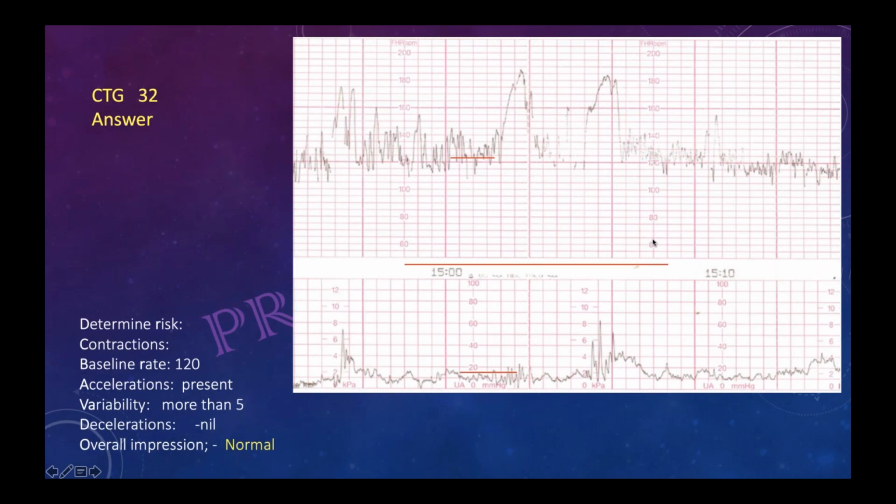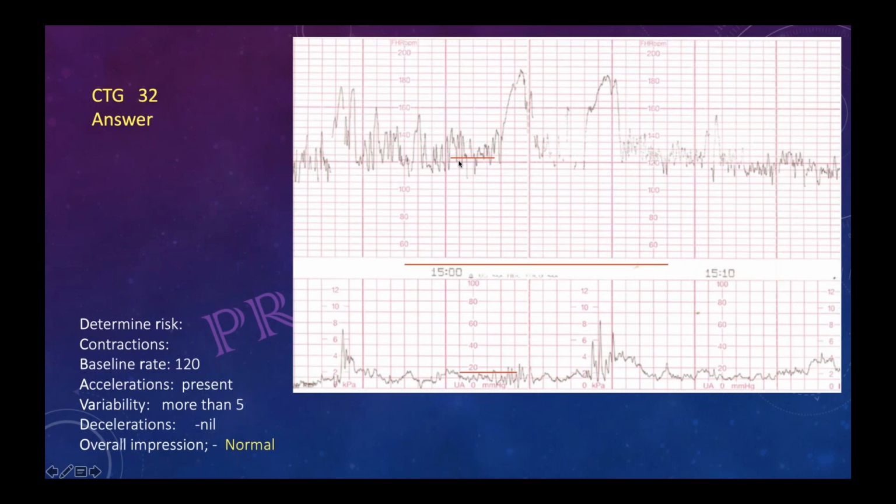How? It is from 120, 140 to 20, this is near 60, 90. So it is coming nearing 20. One box is 5 beats. So 1, 2, 3, 4, so it is 4 boxes, 4.5 boxes, you can say. Normal variability ranges from 5 to 25.